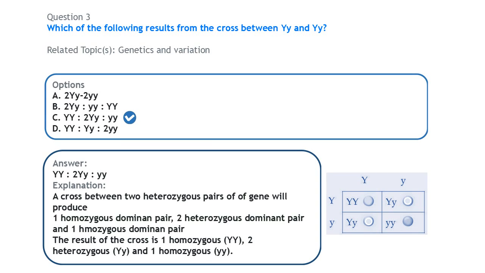So you're going to have two of that, two of Yy, two heterozygous dominant. So you have one homozygous dominant pair of gene. We have two heterozygous dominant pair of gene and two heterozygous pair of gene, one dominant, the other recessive, and one homozygous pair of recessive gene. So what we have is capital YY, two capital Y small y, and small yy.